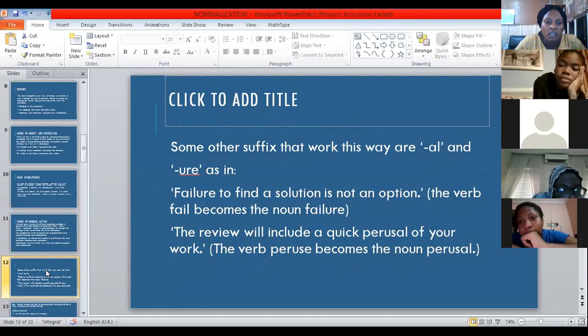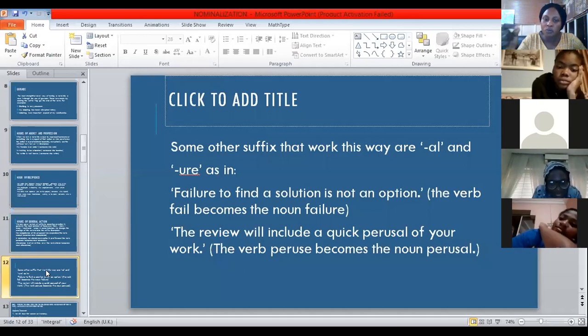For example, failure to find a solution is not an option. The verb fail becomes the noun failure. How did we arrive at the noun failure? It can be broken down, and the smallest form is fail, which happens to be a verb. How did we arrive at failure now? We added the suffix URE, and it makes it a noun.